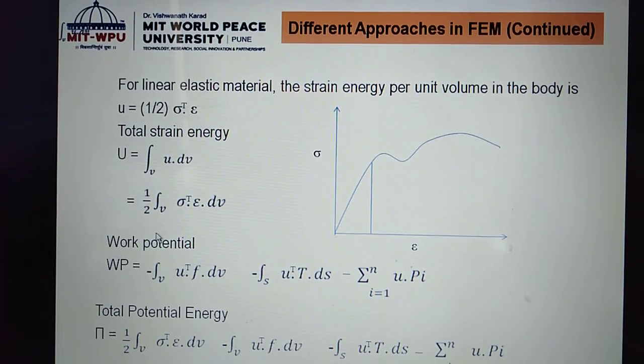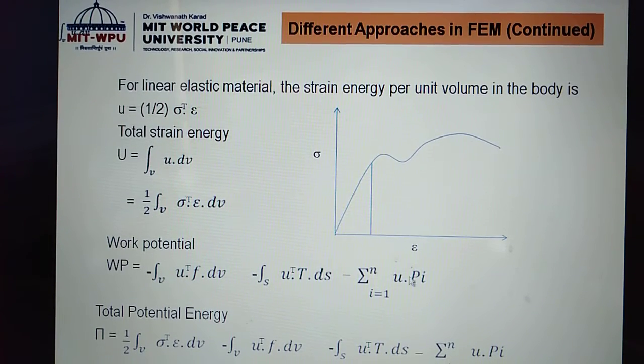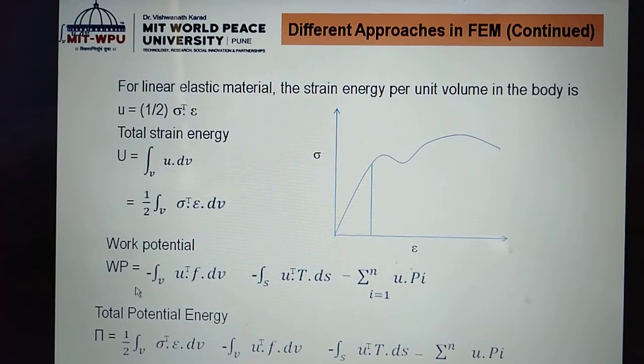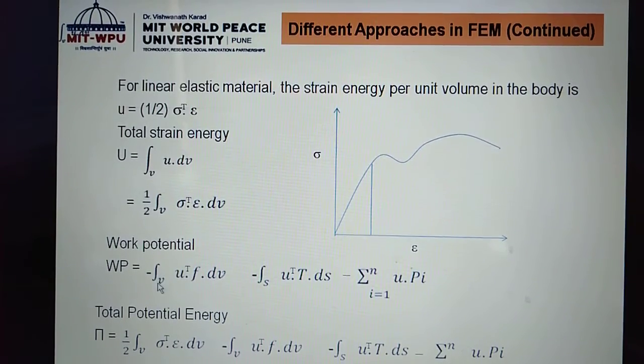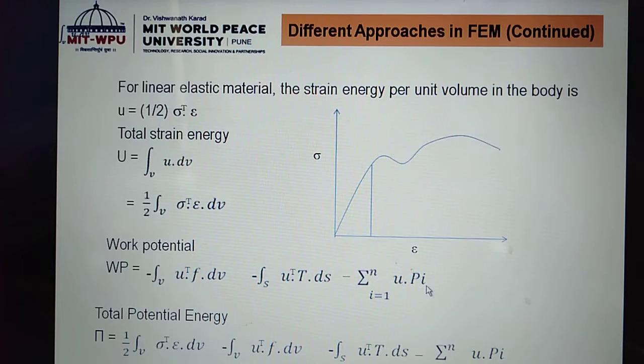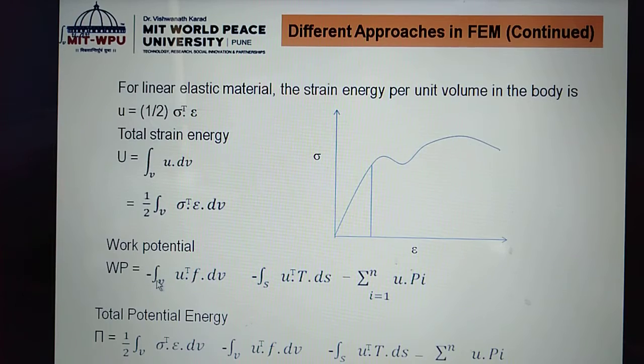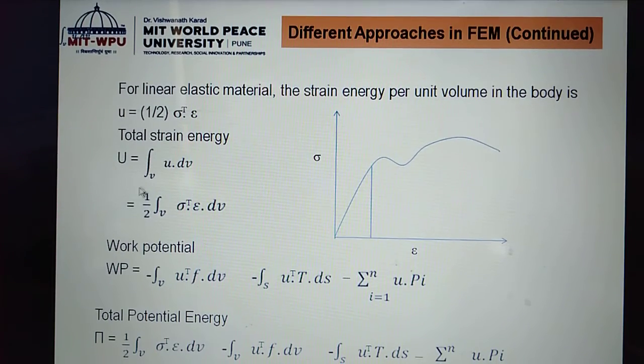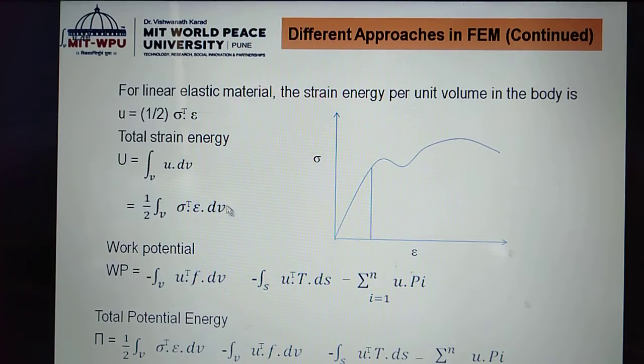The work potential is based on three different types of loads: body force, traction, and point loads. It is given like this, with negative terms: minus the integral over V of U transpose F dV, minus the integral of U transpose T dS over surfaces, and the summation of the terms, U multiplied by Pi, i from 1 to n. These three contribute the work potential terms, and the total potential energy is like this: the first part is strain energy and the rest of the three components are the work potential terms. So this is the overall equation for total potential energy.